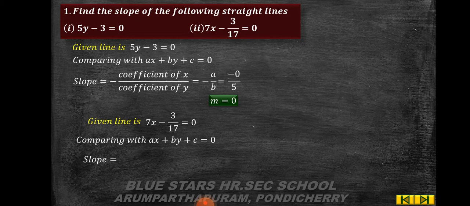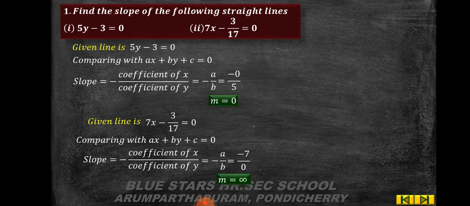Comparing with ax plus by plus c is equal to 0. Slope is equal to minus coefficient of x divided by coefficient of y, which is equal to minus a by b. So here the value of a is minus 7 and the value of b is 0, because here the y coefficient is absent. Anything divided by 0 gives an undefined form. So here also you have minus 7 by 0. So m is equal to infinity or undefined form.